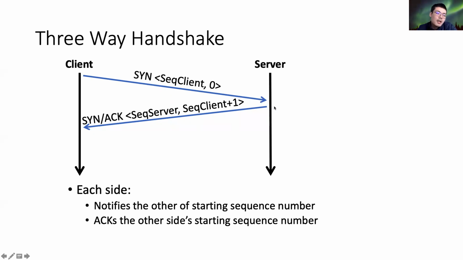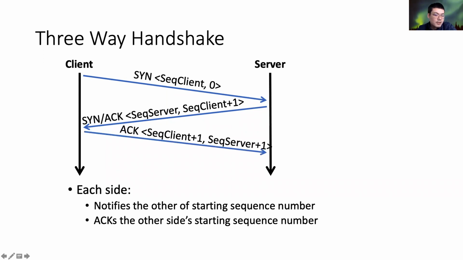Okay, and in the meanwhile, the server, as the sender side, will also randomly select a sequence number and put it here. Then the client will know what the sequence number for the server is. The server already knows the client's sequence number, by the way. So it knows the client's sequence and it selects its own. And then the client will have to acknowledge that.